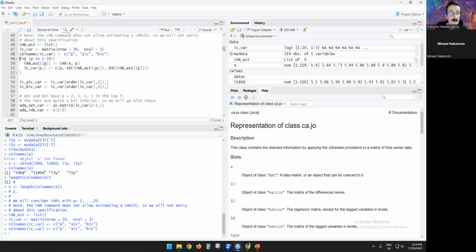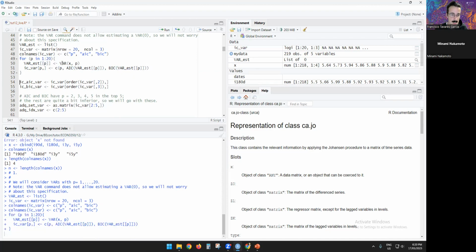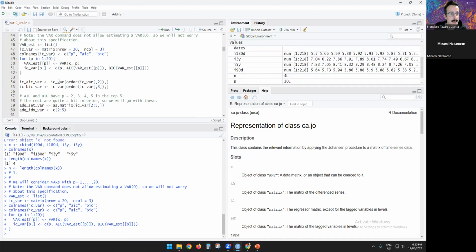So inside of a for loop, we'll have the p running from 1 until 20, and we will have the VAR estimate. It's this list of VARs that we created here. We'll be receiving VAR with our X and then p, the amount of lags for each of the models. Then our matrix will receive a concatenation of the amount of lags, the AIC score for that specific model, and the BIC score for that specific model. So let's run it. As usual, VAR runs really quickly.